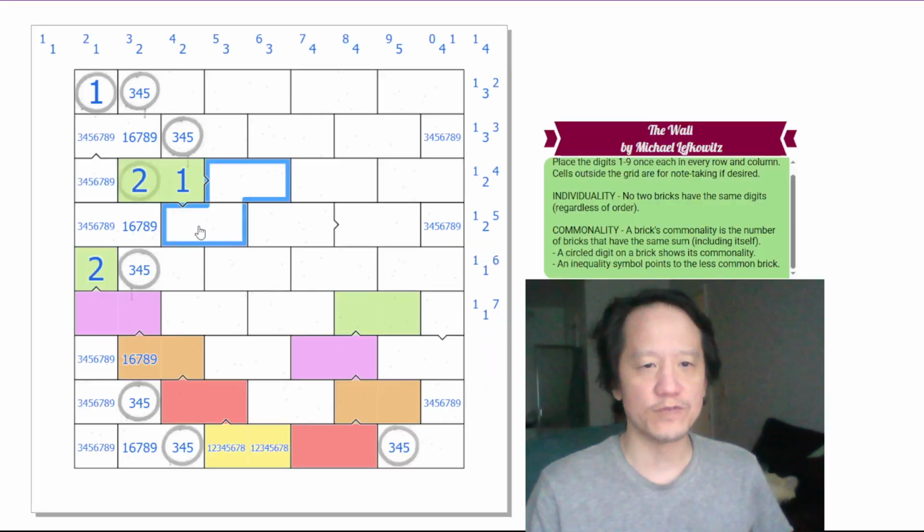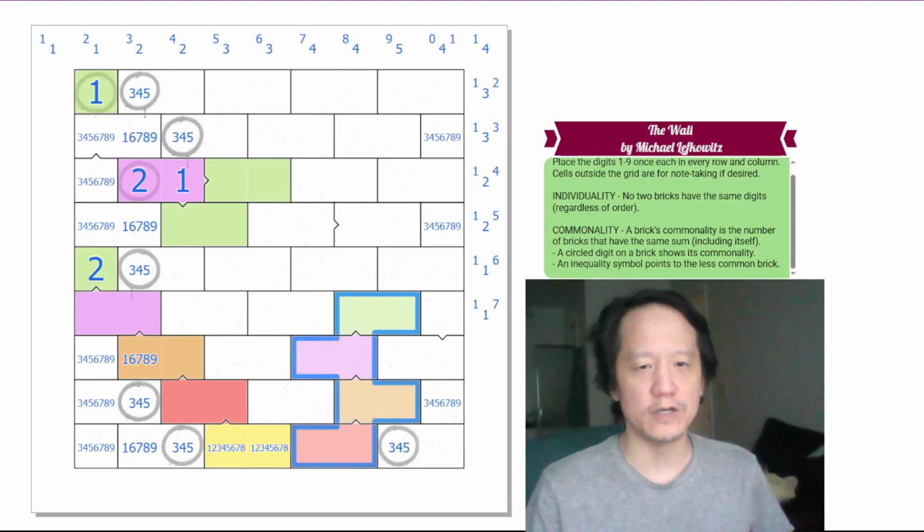That forces, or not green, this is pink. That forces both of these to be green. That means that this is green also. So these are all the 1 commonality bricks. That takes into account all the 1s. So this can no longer be green. We know for a fact this has to be pink also. So this is pink. This is orange. Yes, orange, red, and yellow.